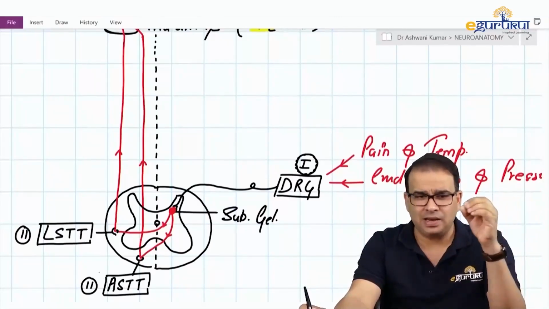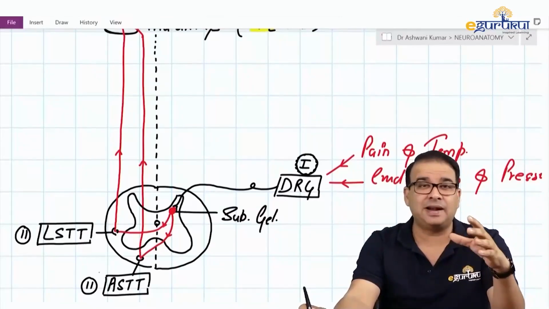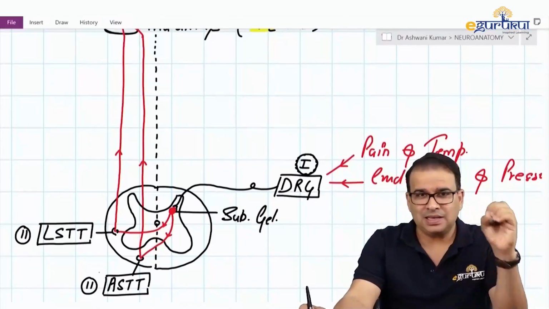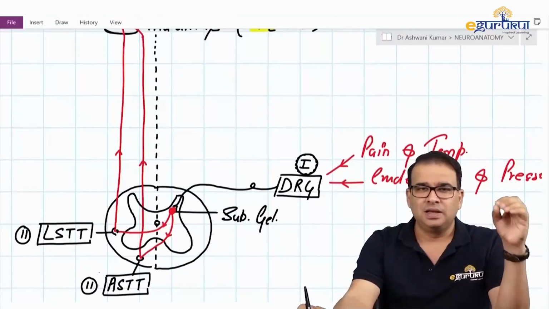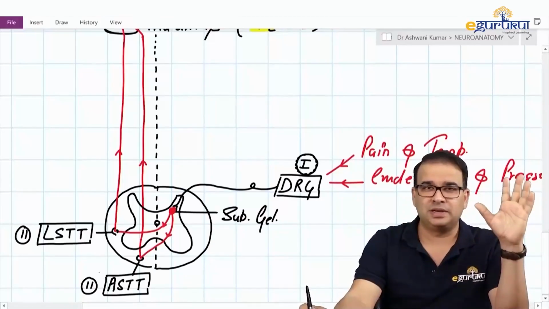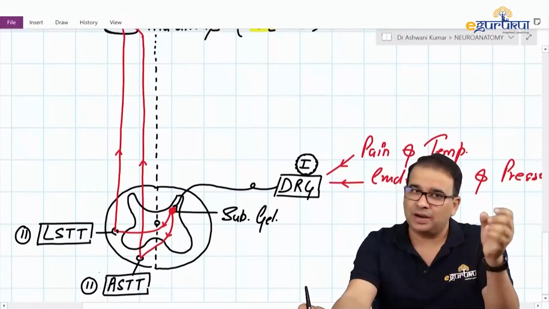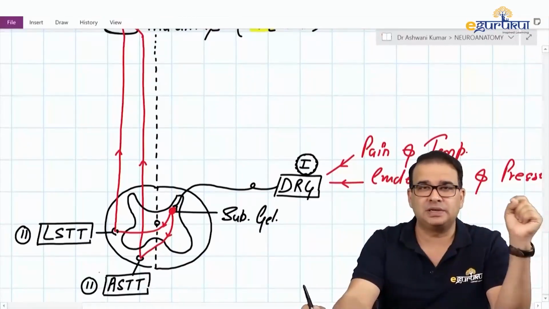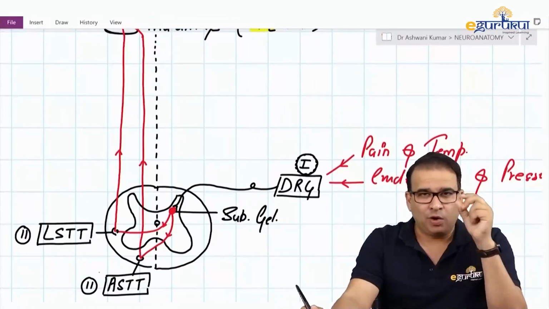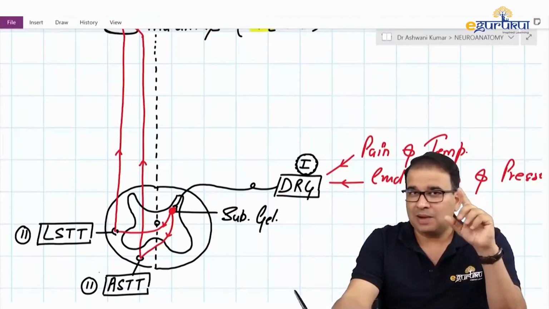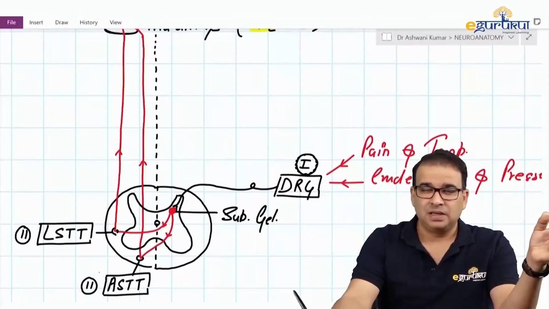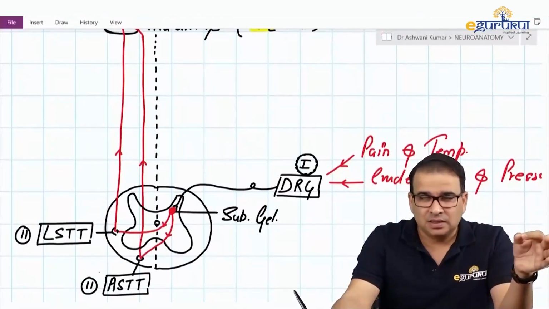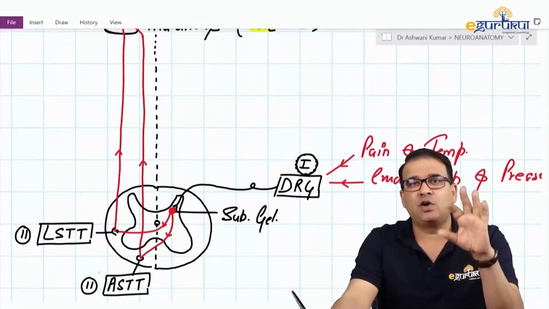Any tract you take, any ascending tract, sensory tract I'm talking about, not motor. If it is decussating, only the second order neuron will decussate. Neither first order nor third order, it's a second order neuron which will decussate. Now, I want you to understand this statement very well, because I'm not saying that every second order neuron will decussate. The tract which decussates, for that tract, only the second order neuron can decussate.